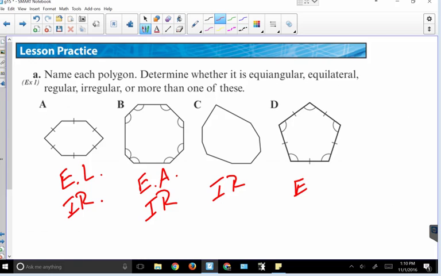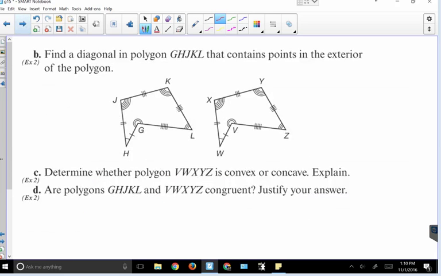Okay, now I got a question for you. If I were to just say that it was regular, would that be enough? Or do I have to say that it's equal angular and equilateral? Yeah, because the definition of regular is that they are equal angular and they are equilateral, right? Okay. So, I'm going to give you a minute and I want you to think about these three. B, C, and D.